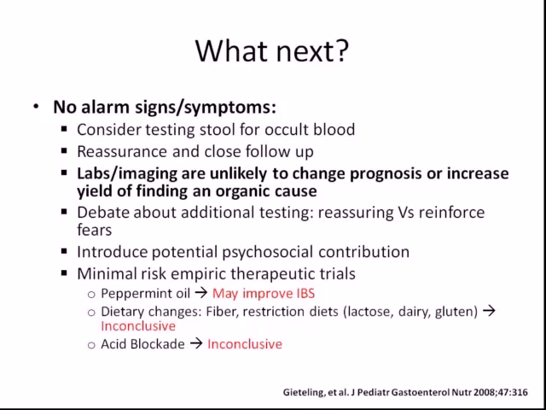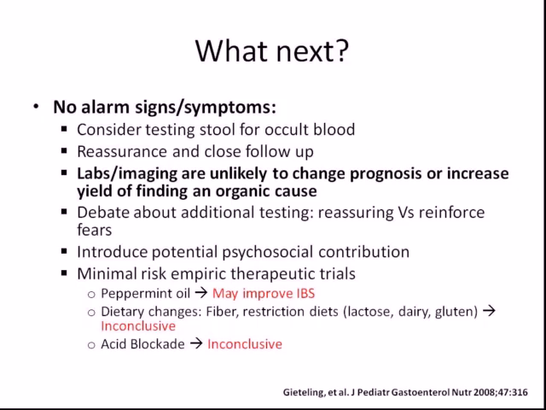If you do end up ordering more testing to reassure a nervous family, a discussion about their response to normal results should happen prior to testing, as well as the start of a discussion about functional abdominal pain itself and what that might mean for the patient and their family.